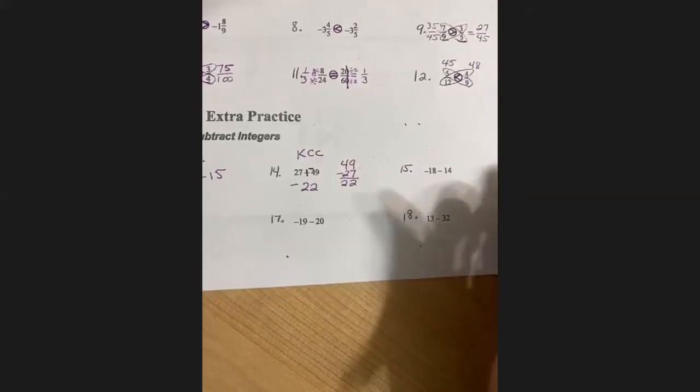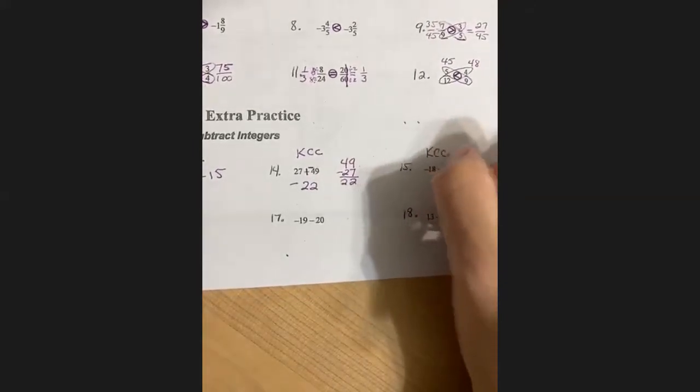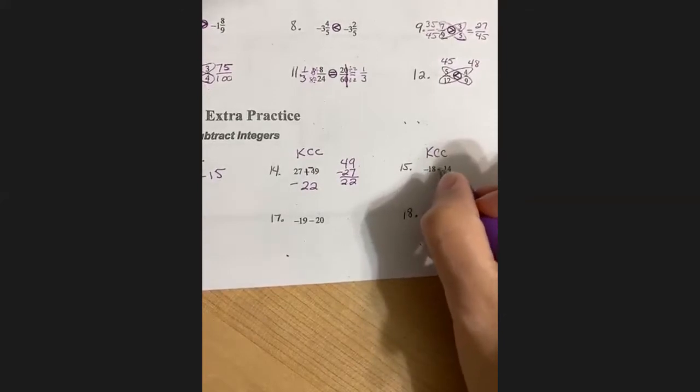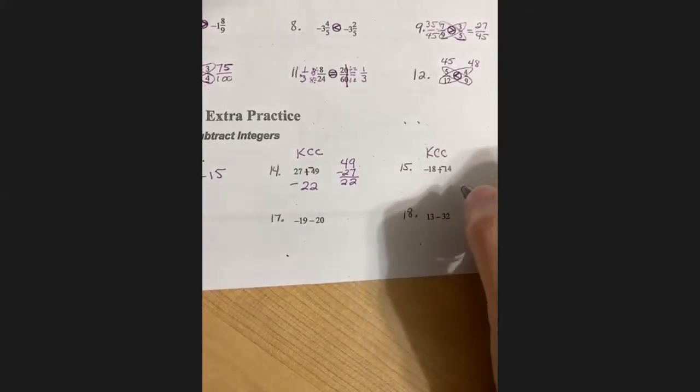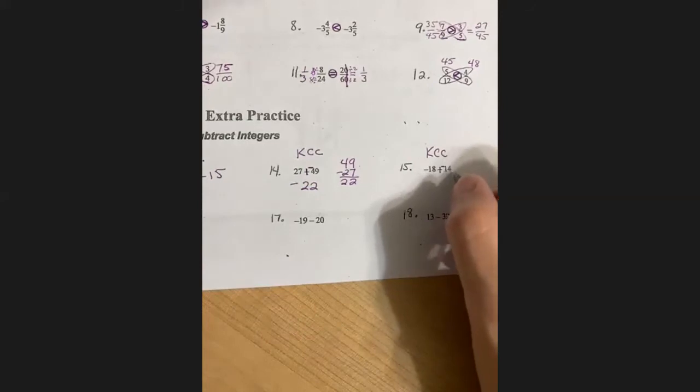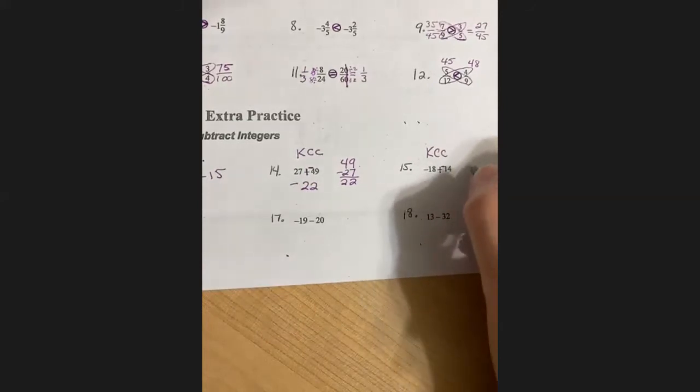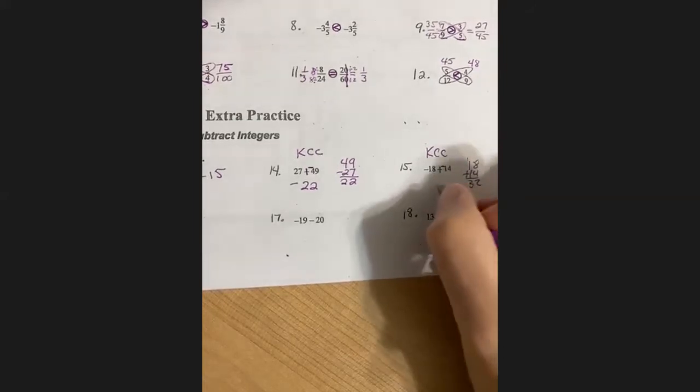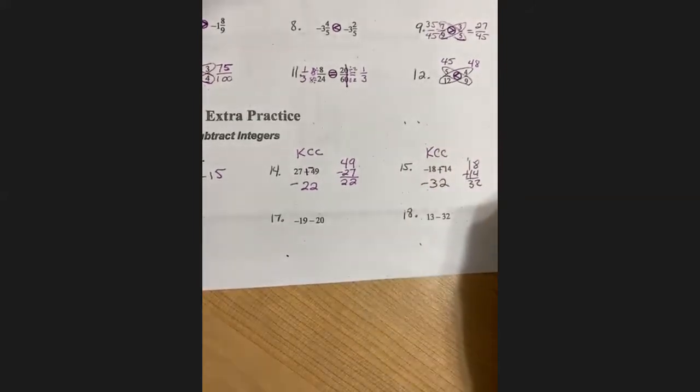Number 15, another subtraction problem, keep, change, keep the same. Change it to adding the opposite color. I have negatives plus more negatives, and reds just make more reds. So I'm going to add those two together. And it's going to be a red answer, negative 32.